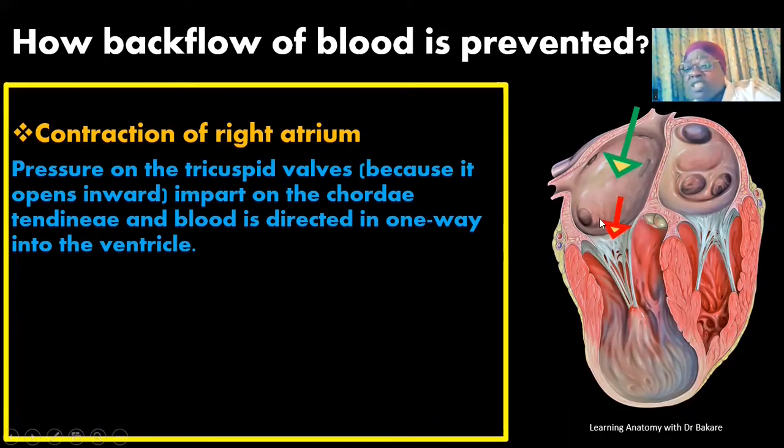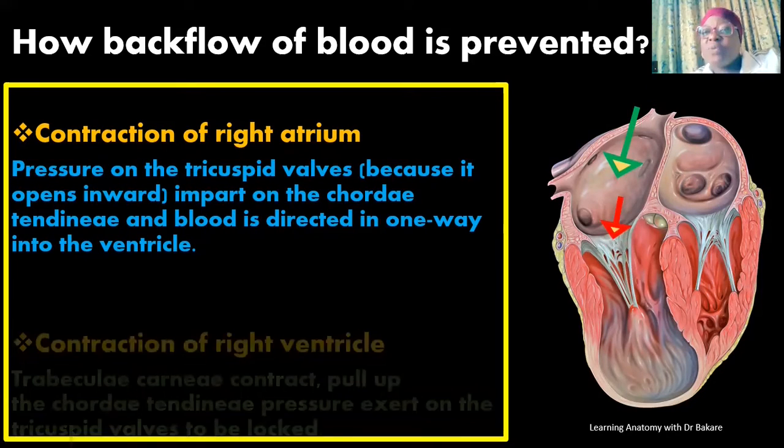Because of this connection, this valve is opened inward, and because it is opened inward, when there's contraction of the right atrium, the contraction will create a form of pressure on the chordae tendineae. As it exerts pressure on the chordae tendineae, it's going to force it open. When it opens, deoxygenated blood will then be pushed in one direction into the right ventricle, and it will be pushed in one direction because of the pattern of arrangement that is created between the tricuspid valve, the chordae tendineae, and also the papillary muscle.